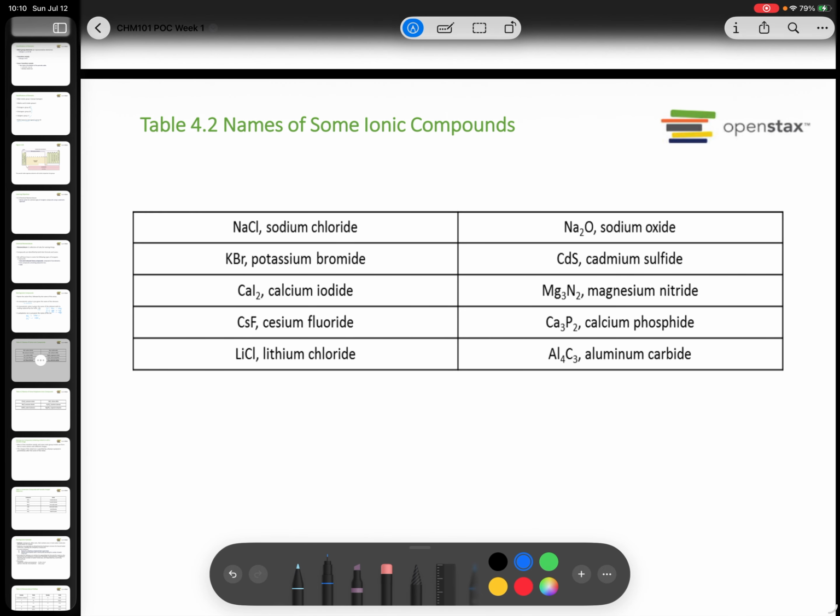So, cation name is written first, such as, yun nga, sodium, potassium, calcium, cesium, lithium. Kasi yun pa yung iba, no? Ganyan siya. And then, yung anion name, dudugtong mo lang sa kanya, no? And for monoatomic nonmetals, the ending becomes IDE, no? Kapag polyatomic, ATE pa din, no? As is pa din.